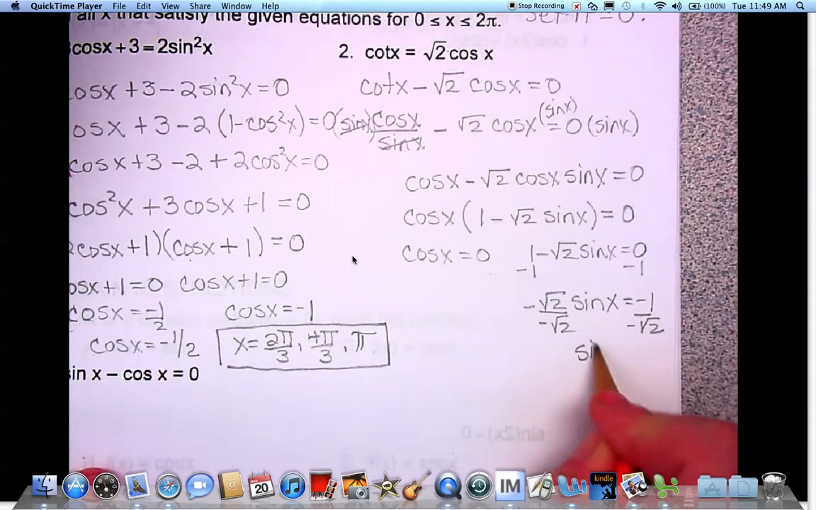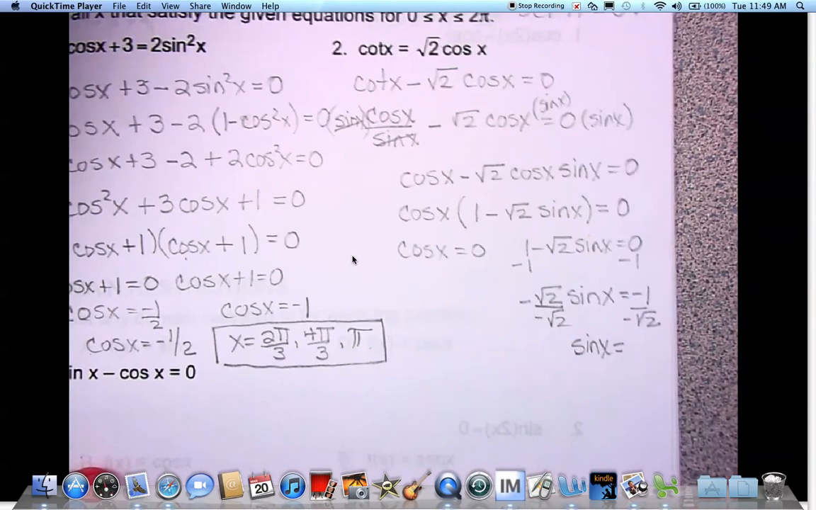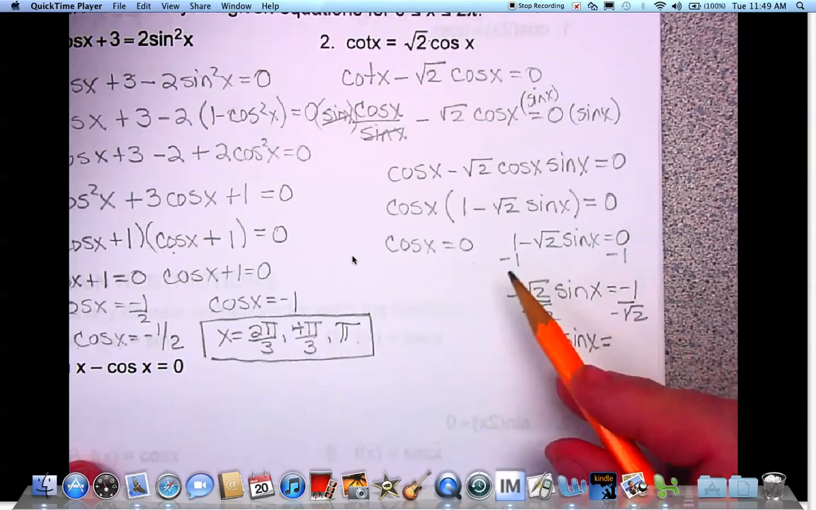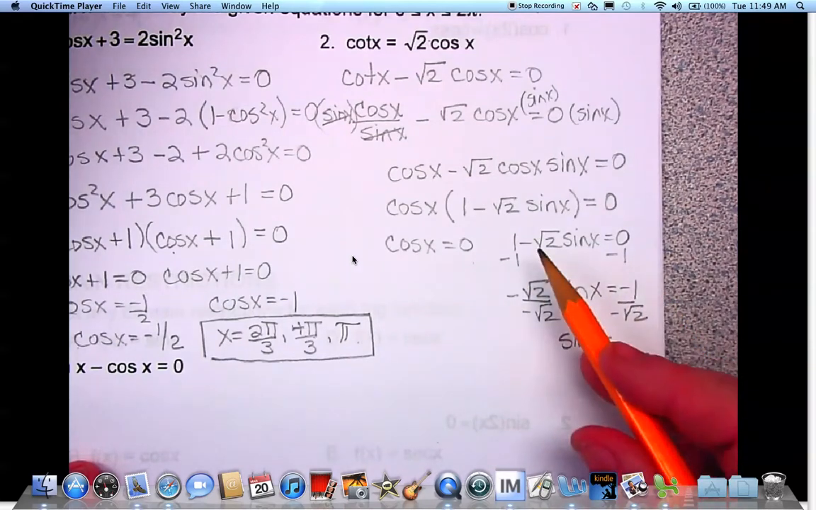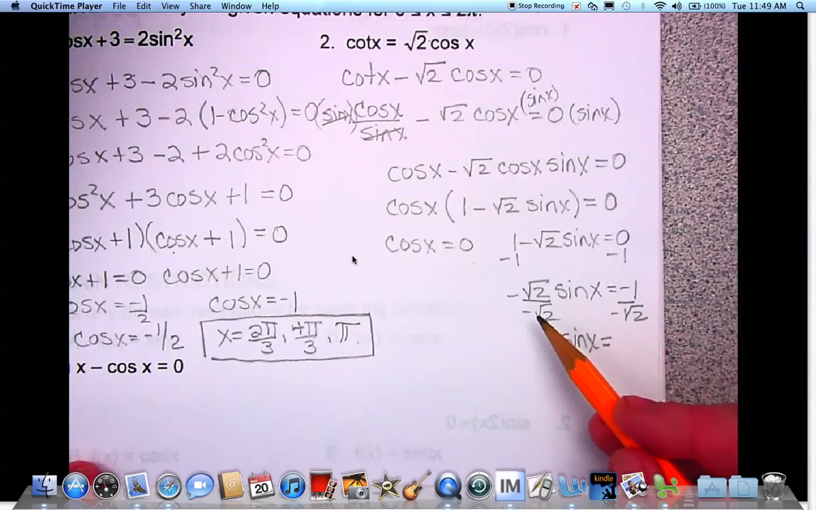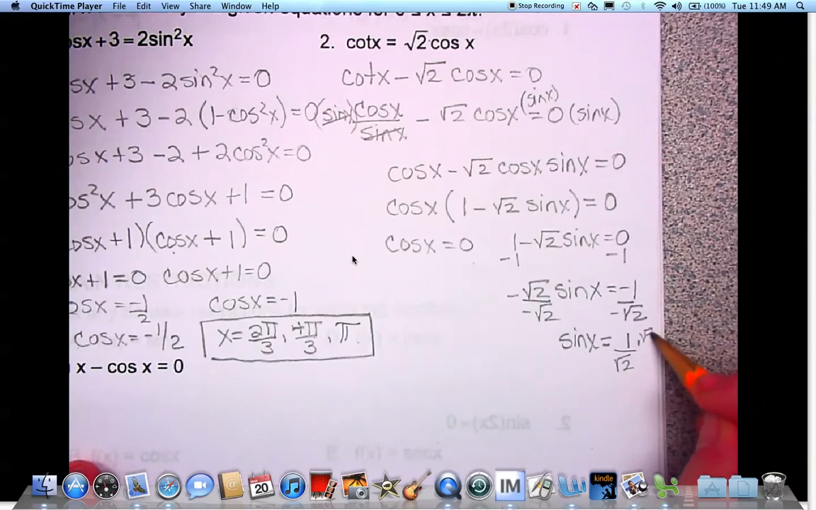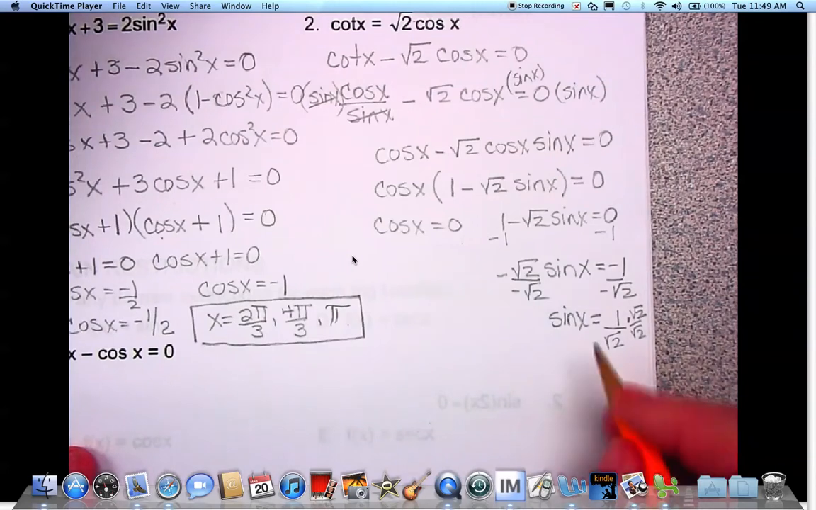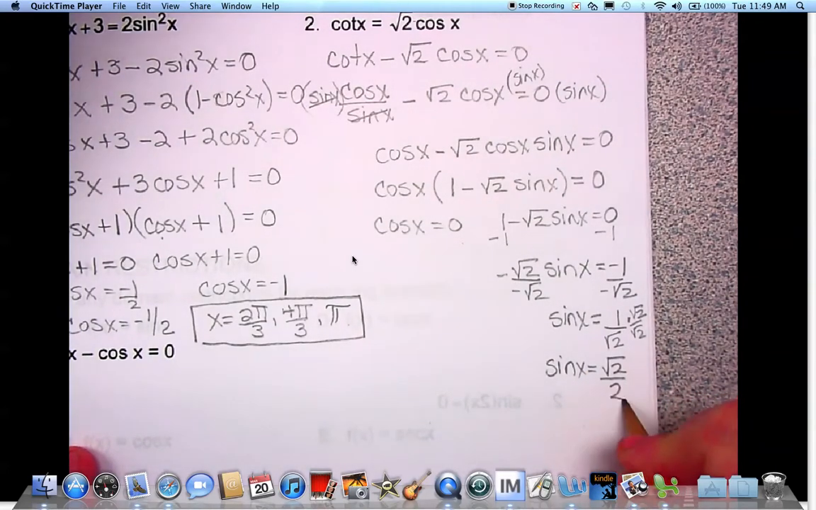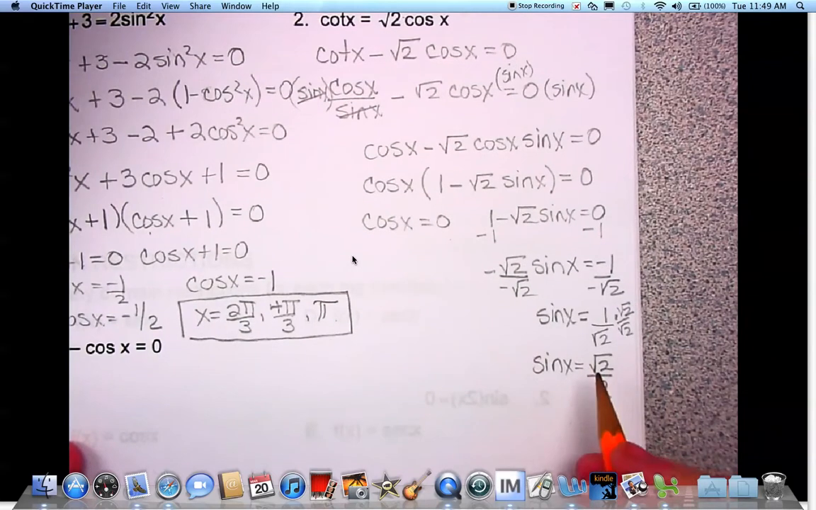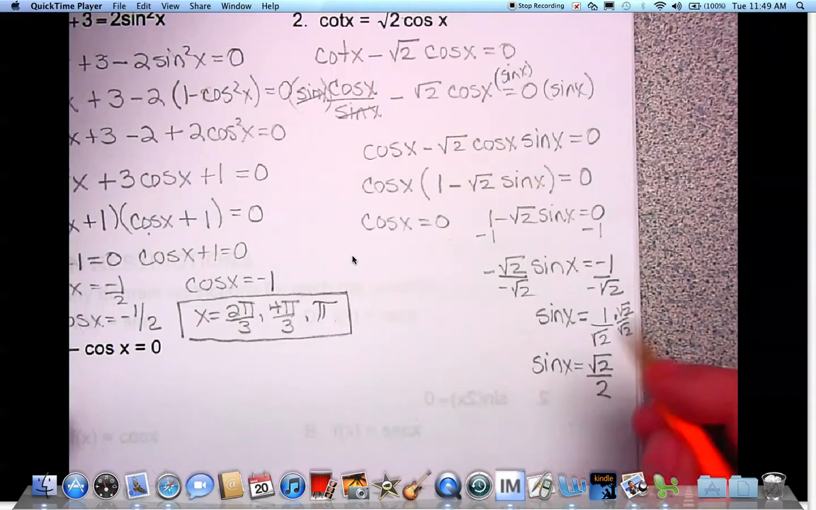Okay, subtracted 1 from both sides, then divided by the negative square root of 2. So you get a positive square root of 2 over 2, because we change it to square root of 2 times square root of 2. And sine x is at 45 degrees, right? Does everybody understand that we got square root of 2 over 2 here? Yes. Okay, good.